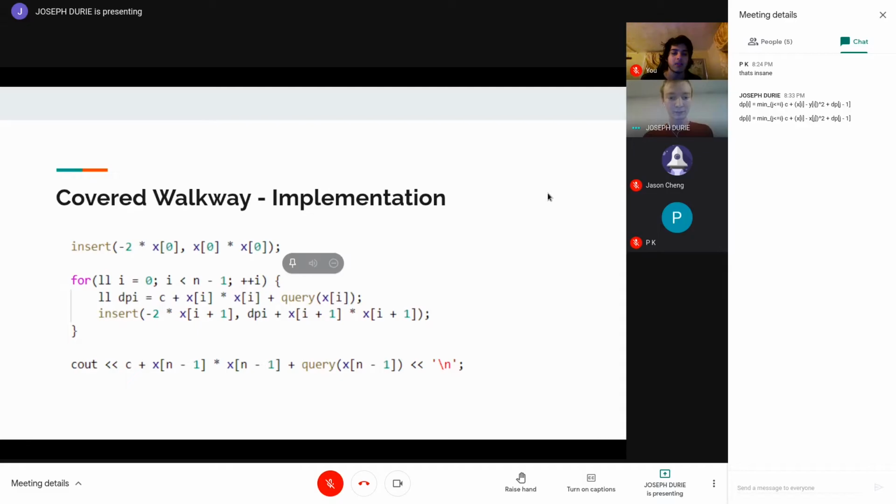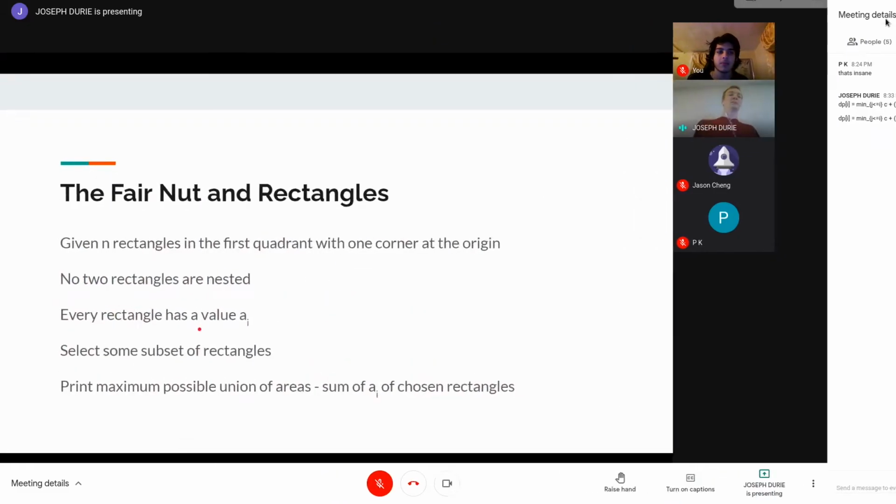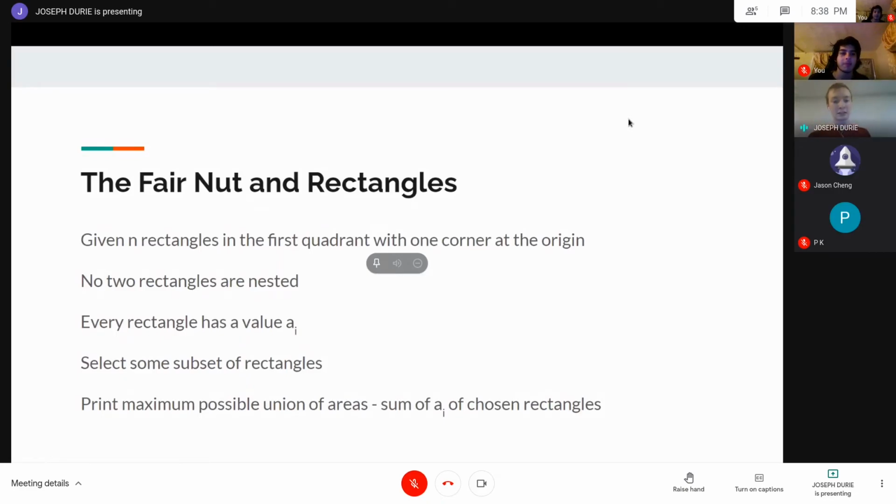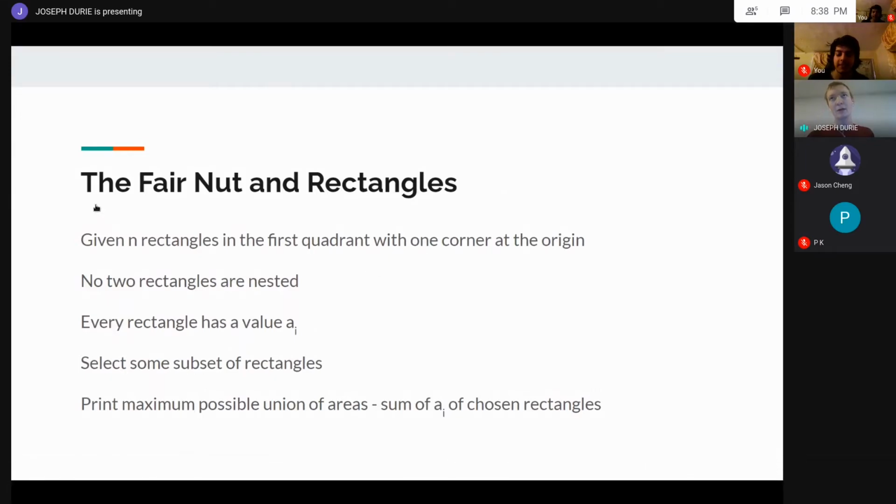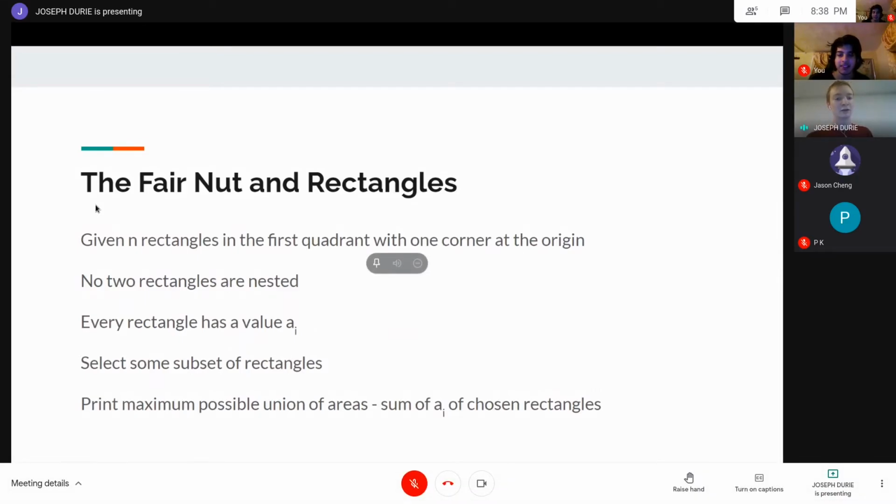Okay. All right, so the next problem. You're given n rectangles in the first quadrant that have one corner at the origin. And you know that no two of these rectangles are nested, so there's no pair where one is inside the other. Every rectangle has some integer value a_i, and you want to pick some subset of the rectangles such that the union of their areas minus the sum of their a values is maximal.